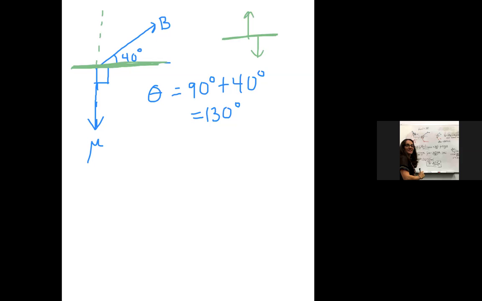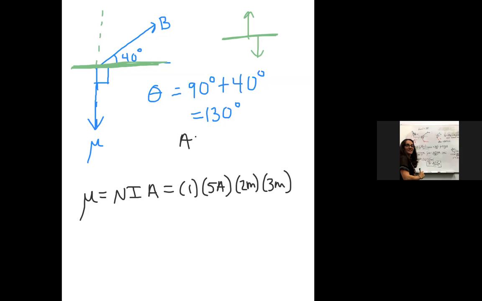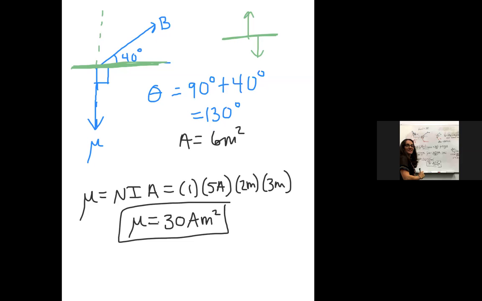We want to find the magnitude of mu. Well, that is N times I times A. N is 1. The current was given to us as 5 amps, and the area of the loop was 2 meters by 3 meters. So I can write it over here. The area is going to be 6 meters squared. So the magnitude of the magnetic moment comes out to be 30 amp meters squared. And the direction is in the negative z direction.